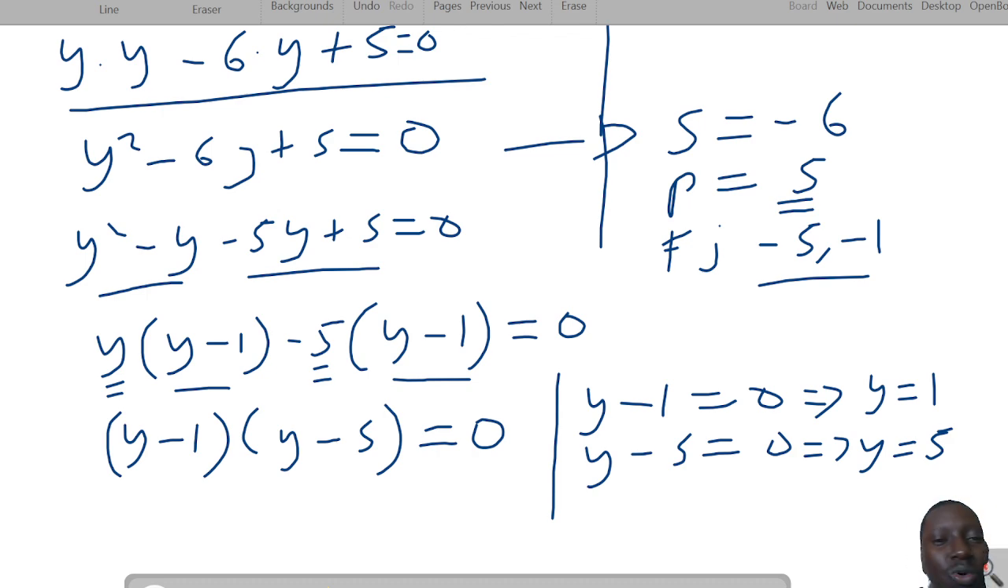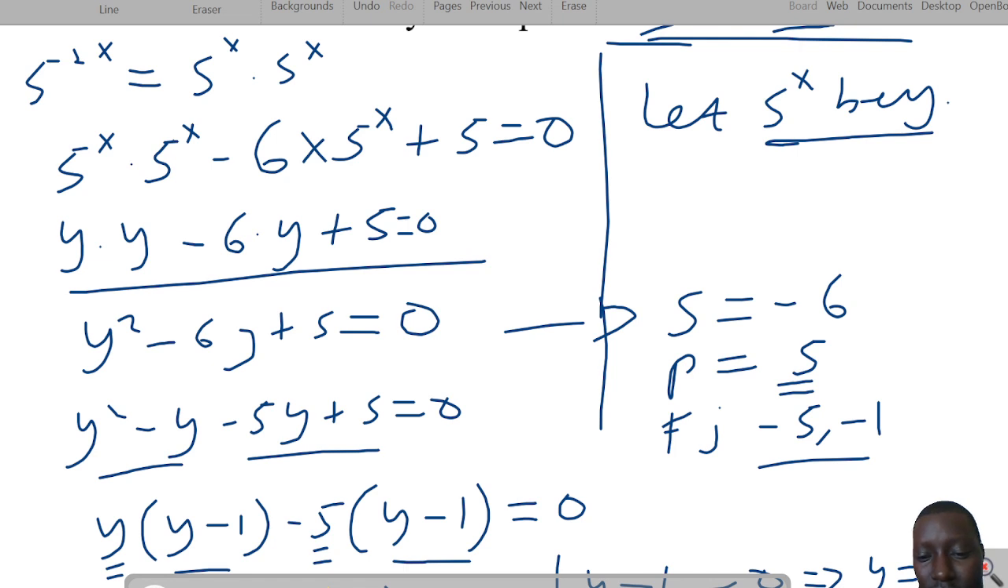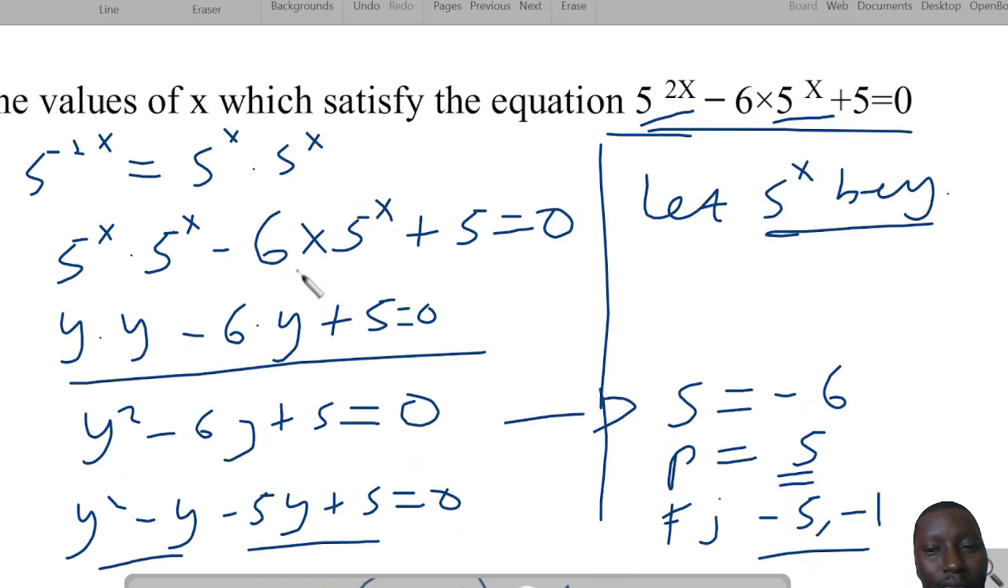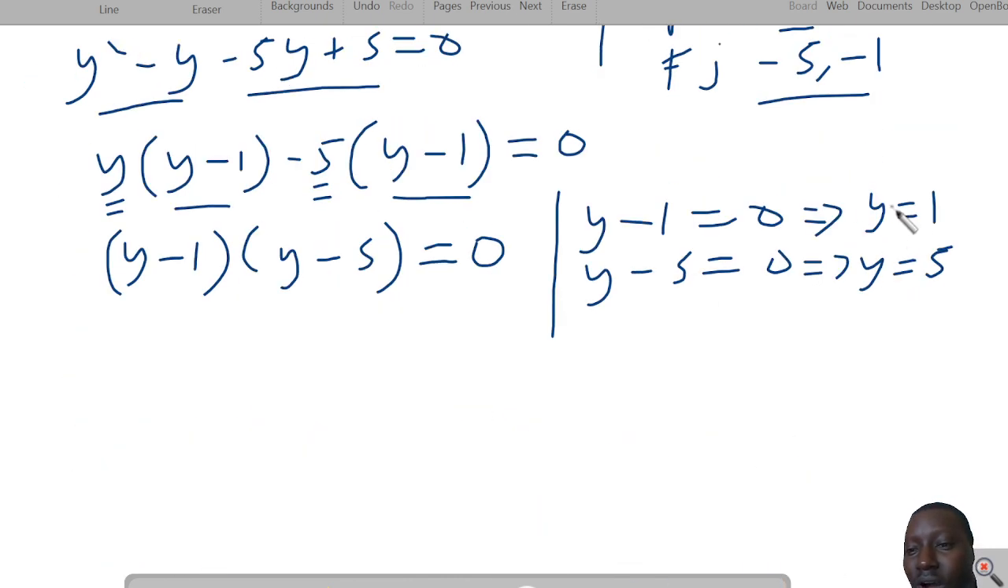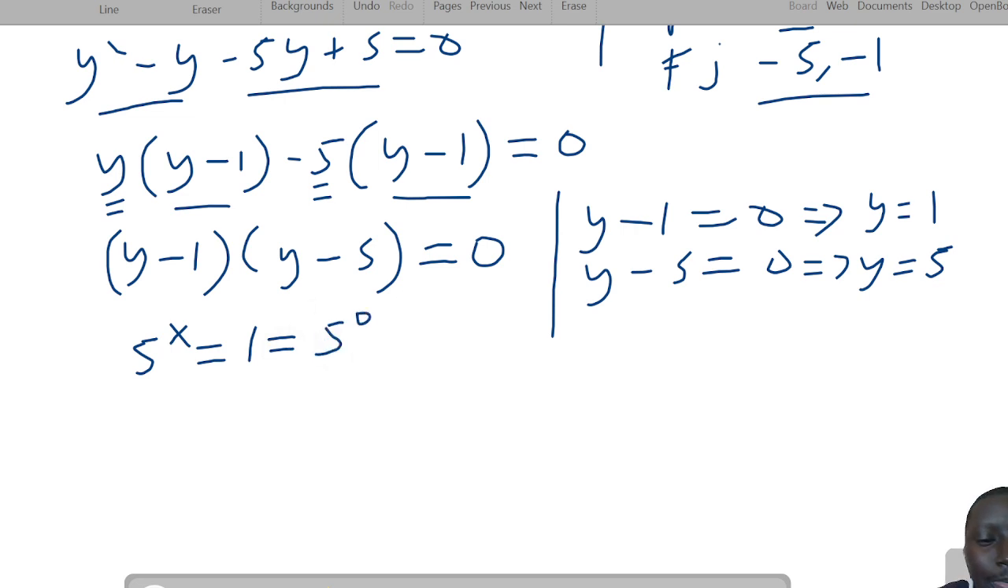But basically, class, what was our y? We had said earlier on that our y was this here. We said let 5 power x be y. So now that we have gotten the value of y to be 1 and the value of y to be 5, then we need to come back and substitute. So we shall say that 5 to the power of x equals 1, which is 5 to the power 0. And from this one here, it implies that x equals 0.